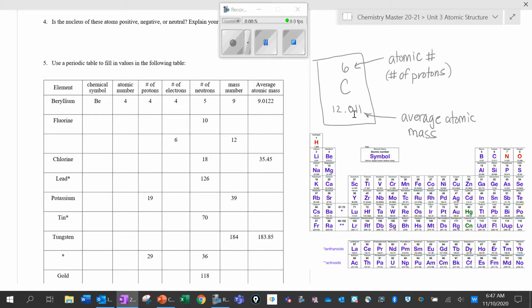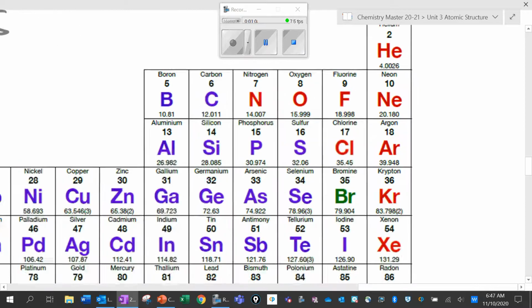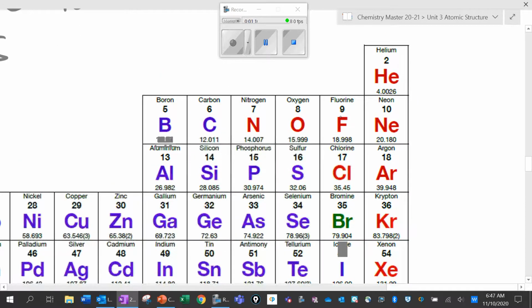So let's look at this first one. If we have the element fluorine, the chemical symbol for fluorine is F. It's a way for us to become familiar with our periodic table. We can look through those names. Here is fluorine right here. And it looks like fluorine has an atomic number of 9 and a mass number of 18.998. So let's fill those in.